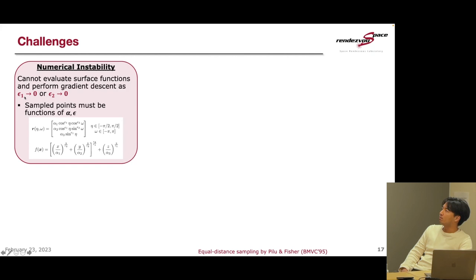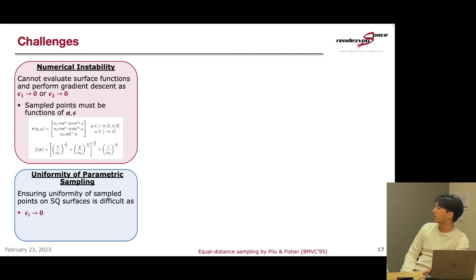Also, what the literature has done is that they just don't worry about this. They just set a hard limit on the lower bound of epsilon to be like 0.1, which makes sense if you want to abstract the shapes of very arbitrary objects on Earth. But with satellites, that's not good.